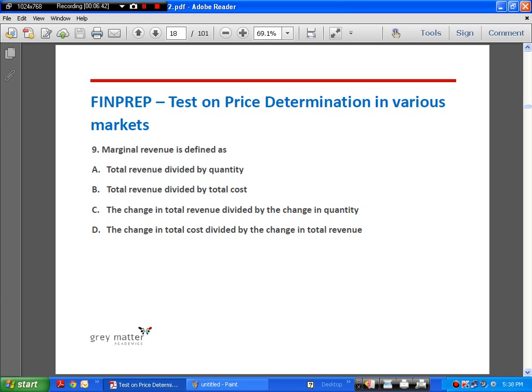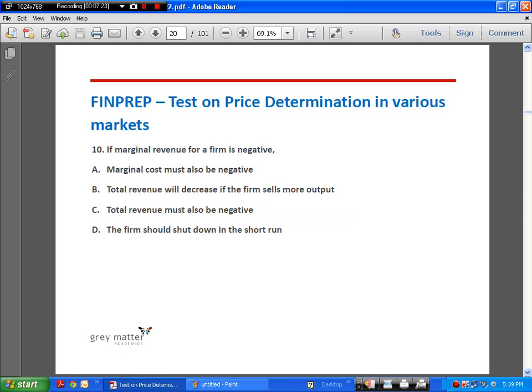The ninth question. Marginal revenue is defined as total revenue divided by quantity, total revenue divided by total cost, the change in total revenue divided by the change in quantity, the change in total cost divided by the change in total revenue. So we know that marginal revenue is nothing but changes in total revenue brought out by changes in quantity that is sold. That is, option C is the right answer. The change in total revenue divided by the change in quantity.